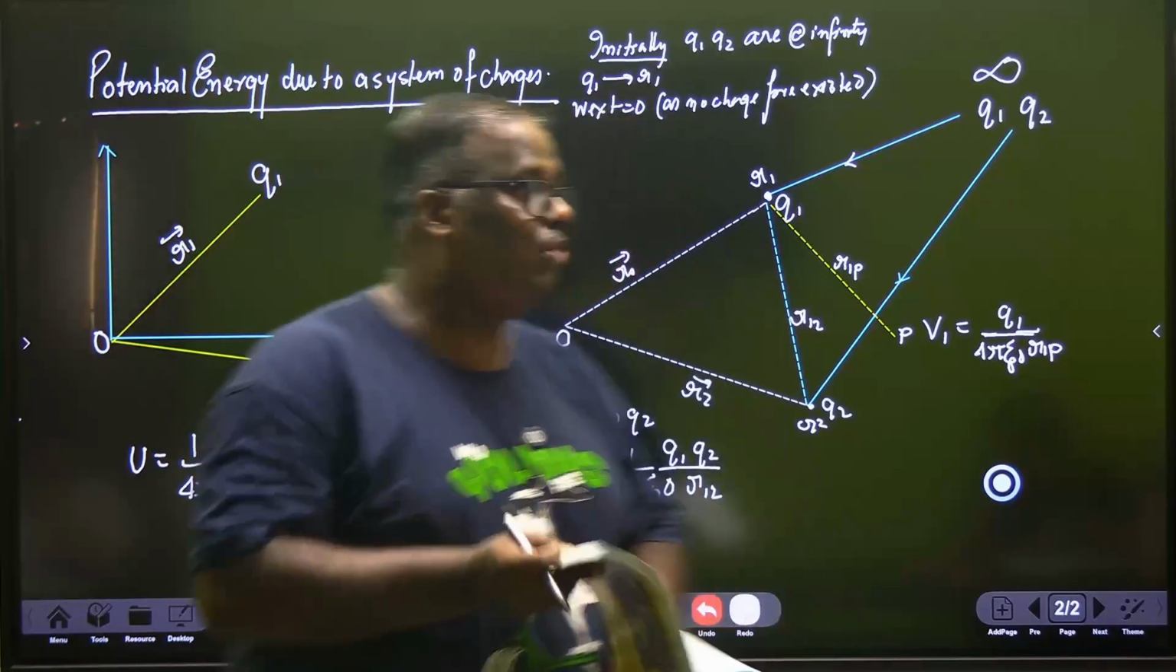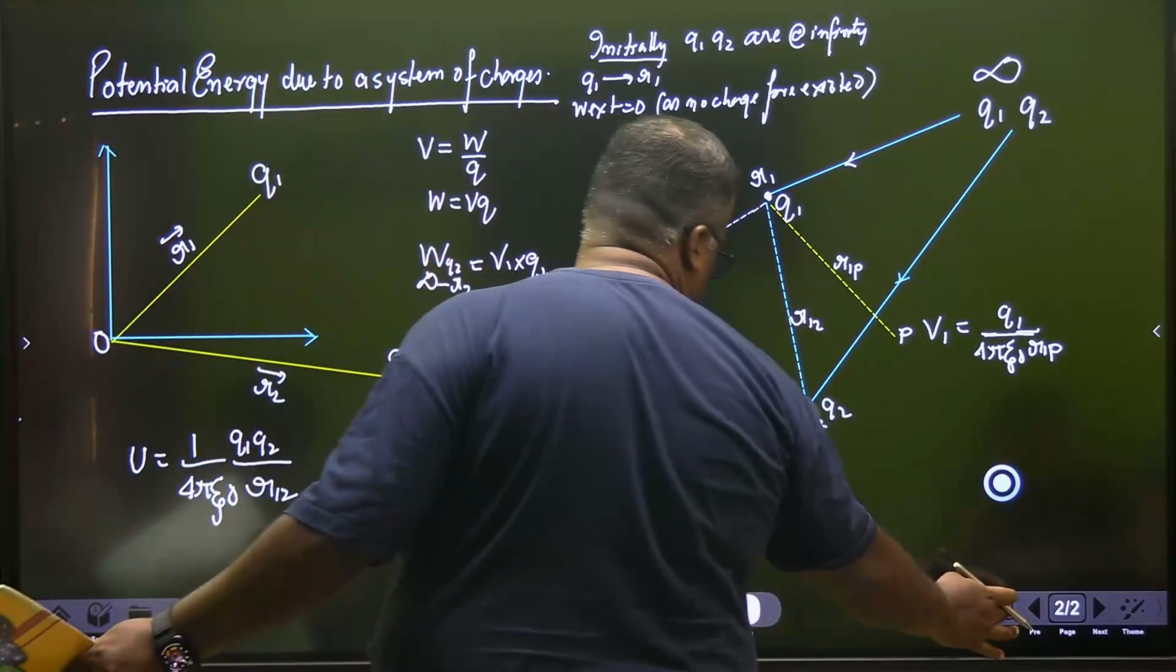Okay. Now we are going to generalize this concept. Our next topic would be the same thing. We are going to generalize for any number of point charges.